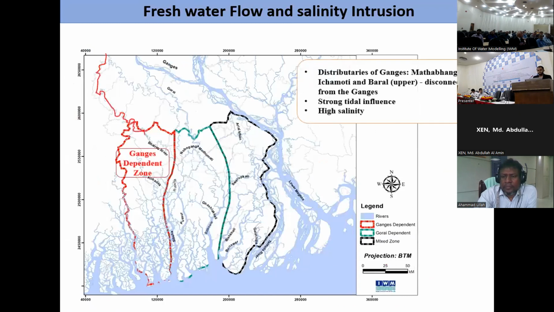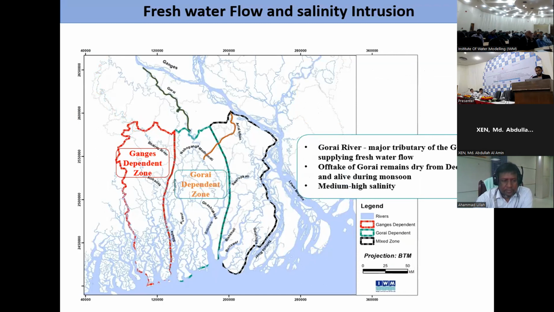Now, according to the salinity level, we divide the southwest and south central coastal region of Bangladesh into three regions. The first one is the Ganges dependent zone, which is highly saline. The Ganges dependent zone receives freshwater flow from the Hista, Mathavanga, and Ichamuti rivers. Hista and Mathavanga almost lose connection from the Ganges river, so no freshwater flow is supplied. Hence the Ganges dependent area is highly saline.